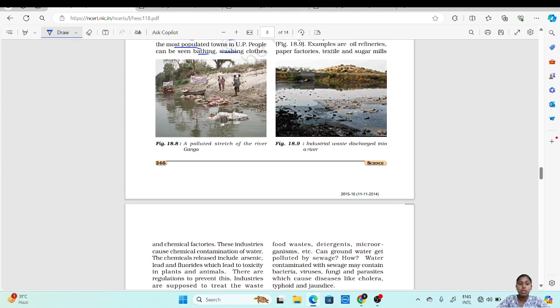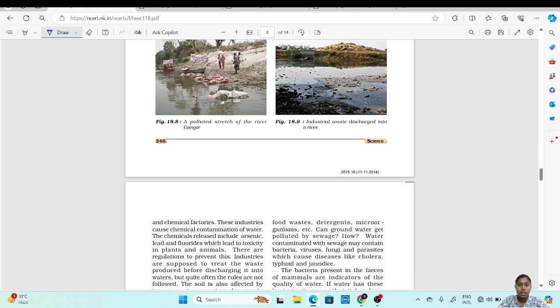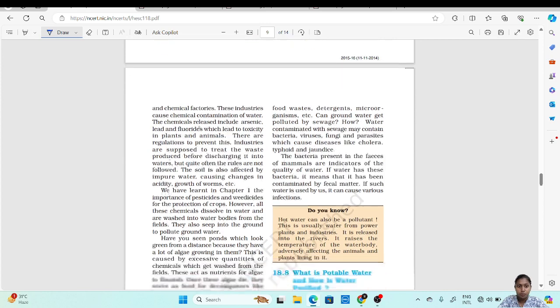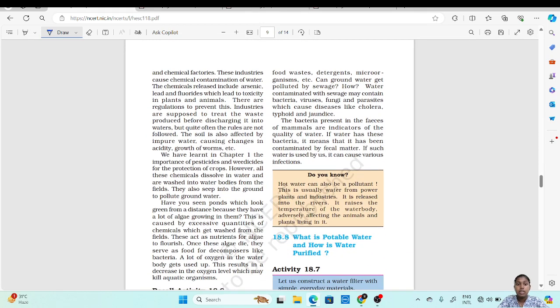Here you can see a polluted stretch of river Ganga. You can see there are plastic bags and a lot of other things. And this is the pollution that is caused by the discharge of industrial waste. They usually discharge the chemicals, and these industries cause chemical contamination in water.